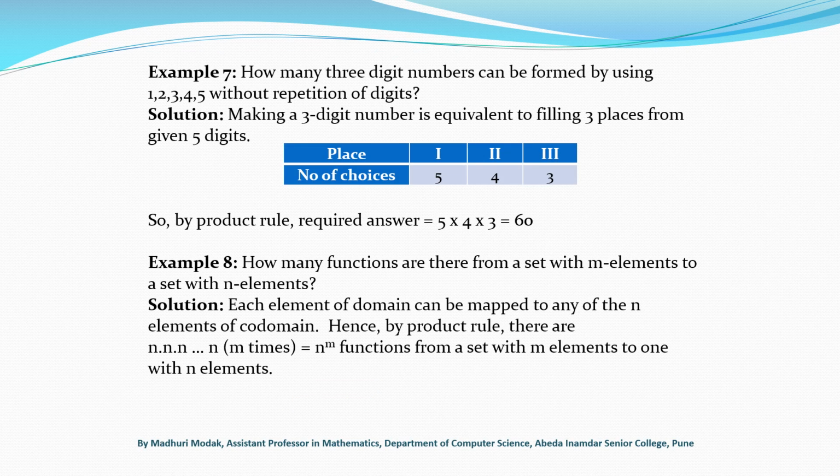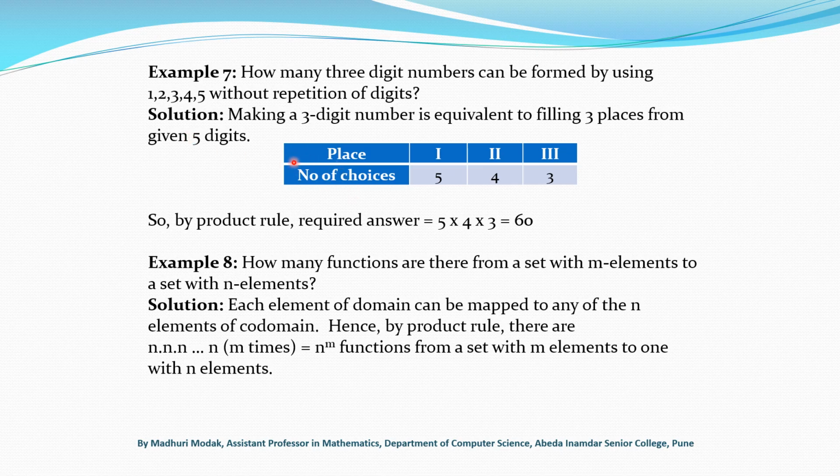Now see example 7. How many three-digit numbers can be formed by using 1, 2, 3, 4, 5 without repetition of digits? So forming a three-digit number means we have to fill unit place, tens place and hundred place. Now here the condition is that repetition of digits is not allowed. Now first see, we can use 1, 2, 3, 4, 5.